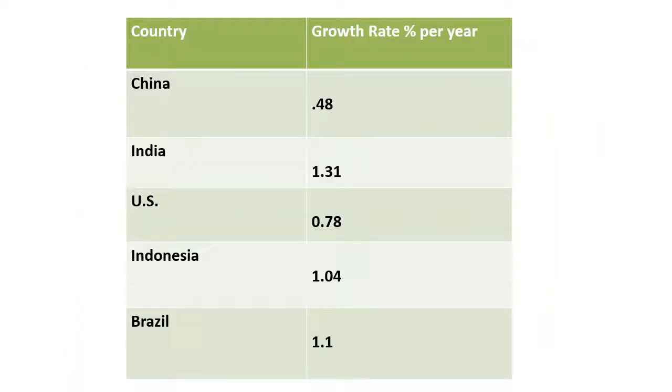So here we have a growth rate per year. In China, they have a 0.48% growth rate. In India, 1.31% growth rate. The US, 0.78%. Indonesia, 1.04%. Brazil, 1.1%.